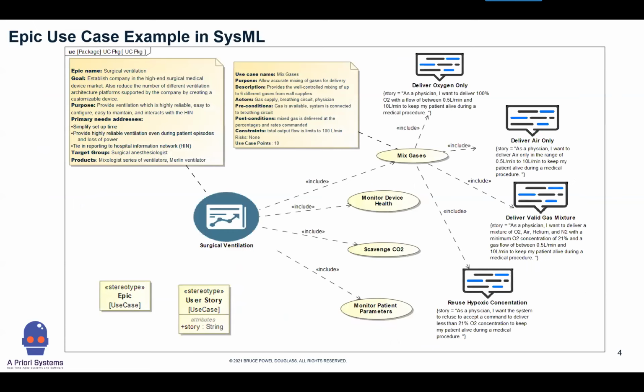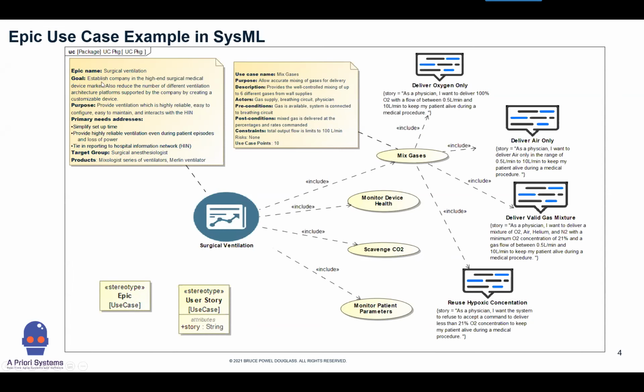So what I do in my practice is I model both epics and user stories as a stereotype of use case. They're both stereotypes of use case. That's what's shown down at the bottom here, where we've got epic as a stereotype of use case. In this case, I show an iconic representation. This is a Cameo screenshot. The name of this particular epic is surgical ventilation, and we see a standard form that I use to describe an epic.